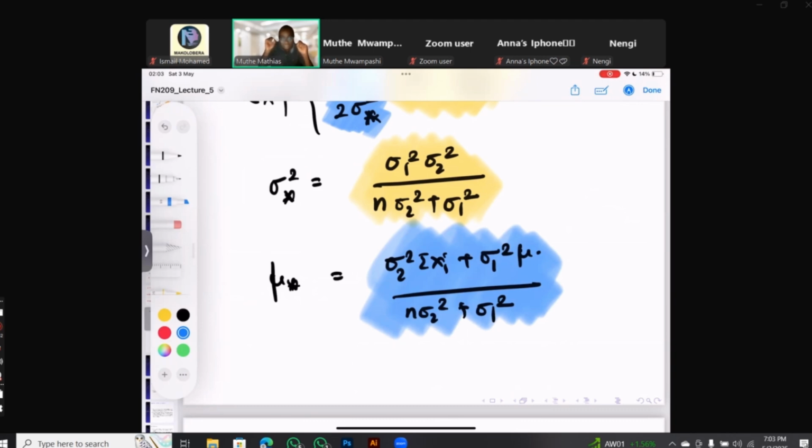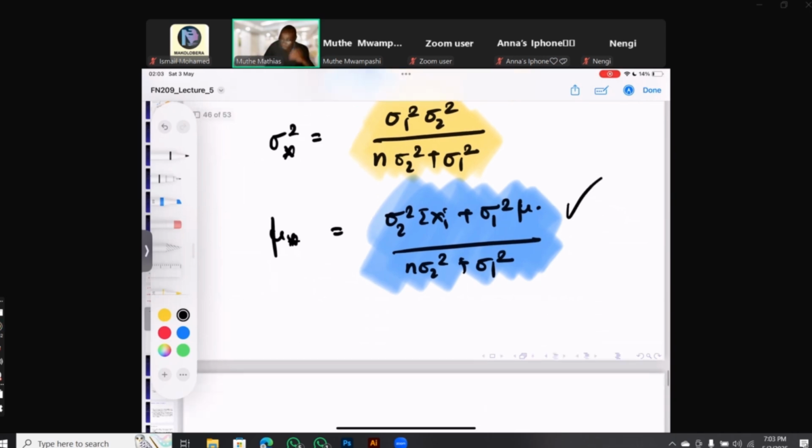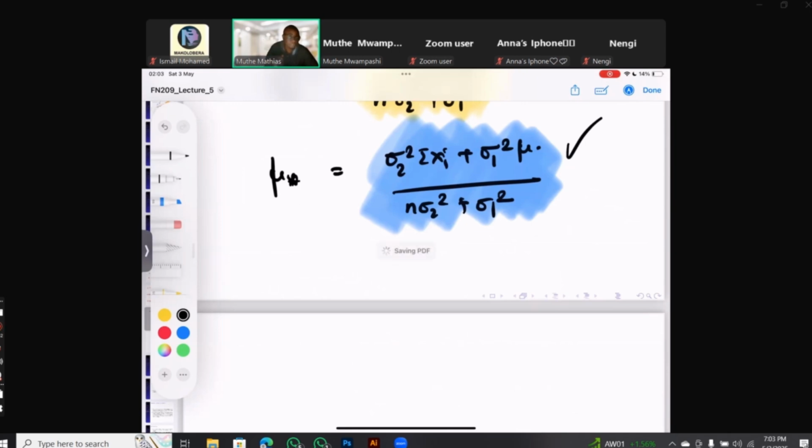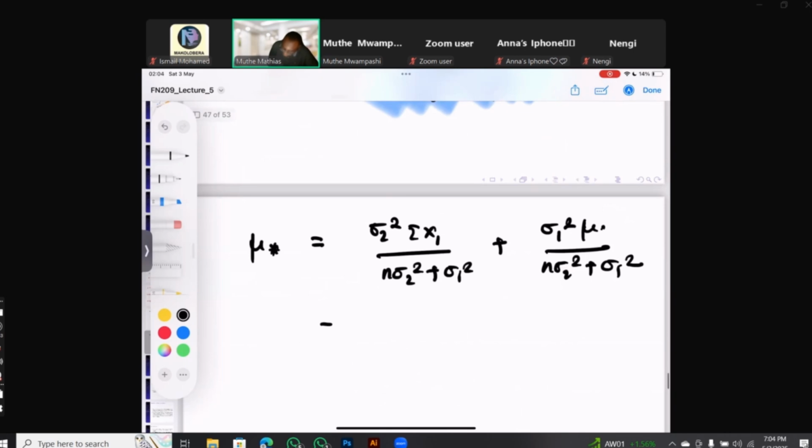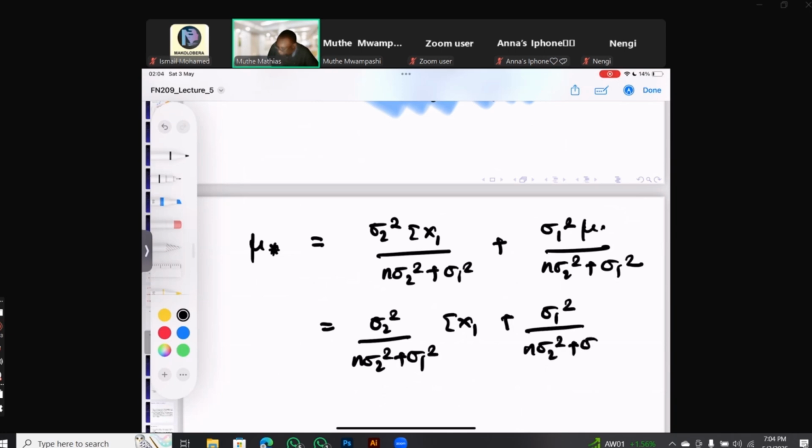Under square error loss, the estimate of the parameter of interest, which is theta, is the mean of the posterior distribution. So the mean of the posterior distribution in this part here, you don't have to compute it, isn't it? You already have it. So what we have to do is simply prove that this one here is in the form of the credibility formula. So we can say now mu theta equals. I'm going to rearrange because the part that has the summation of x is the one that brings in x bar. So I can write this as sigma 2 square summation of xi divided by n sigma 2 square plus sigma 1 square, plus sigma 1 square mu divided by n sigma 2 square plus sigma 1 square. When you rearrange, you get this one here is equal to sigma 2 square divided by n sigma 2 square plus sigma 1 square, and then summation of xi, plus sigma 1 square divided by n sigma 2 square plus sigma 1 square, multiplied by mu.